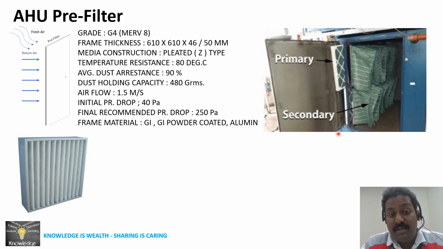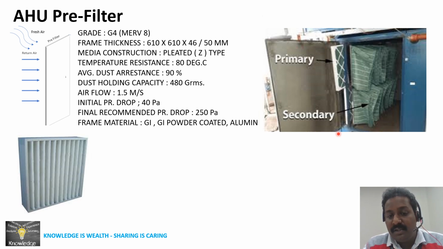Usually, if it is 10 microns and above, it can arrest 90%. And all the particles which are below 1 micron will not be filtered; they will pass through the pre-filter section. And dust holding capacity, how much it can hold, is 480 grams, that we need to check. And airflow and pressure drop, initial and final recommended.